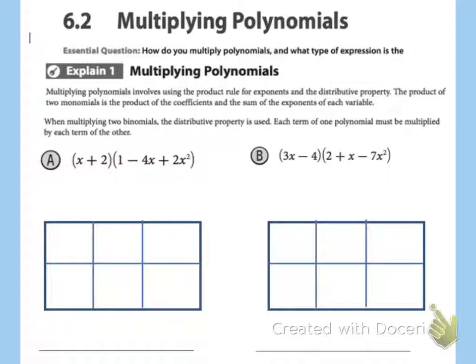So when we multiply polynomials, you probably think of the most basic multiplying of polynomials we've done, and you might think of the process that we call FOIL. Well, remember that FOIL, the F-O-I-L, is really just the distributive property, but in an organized way.